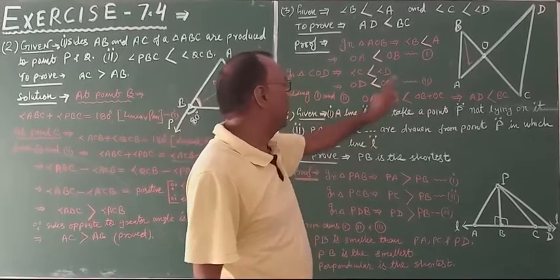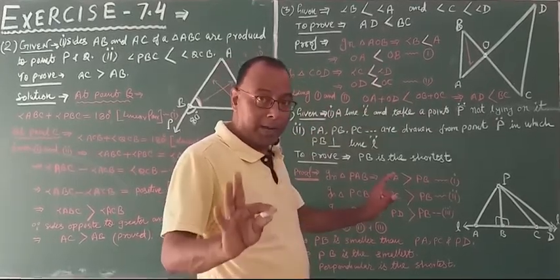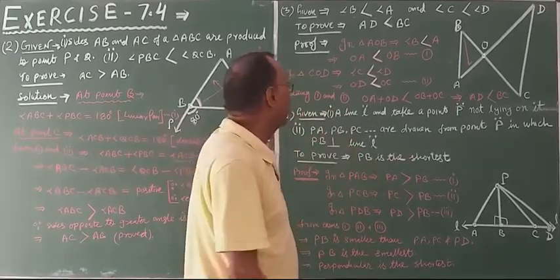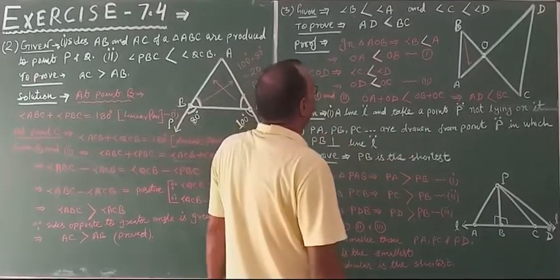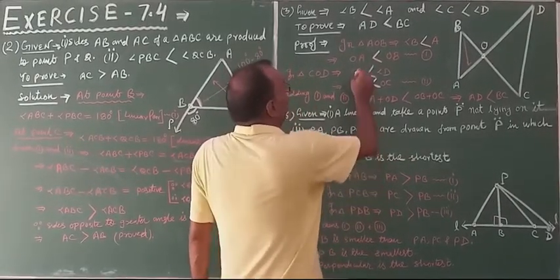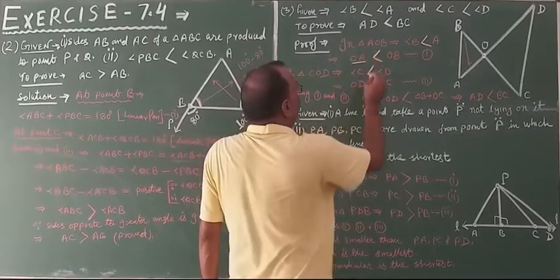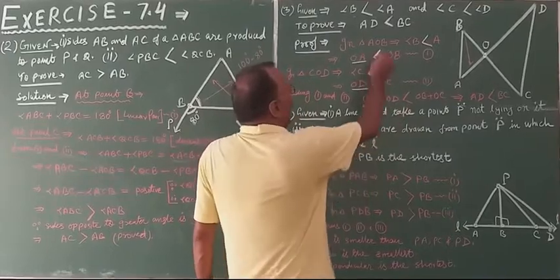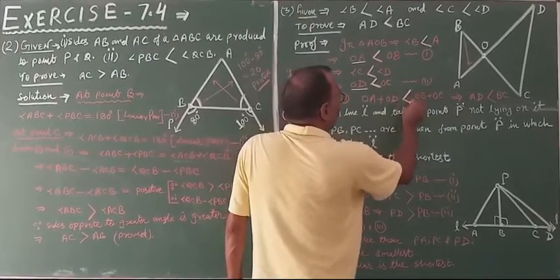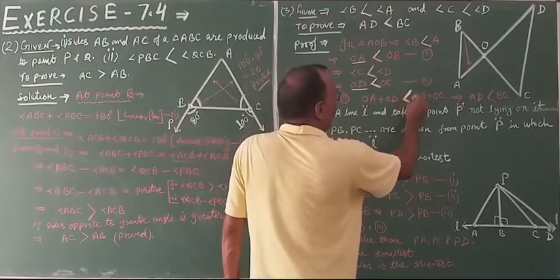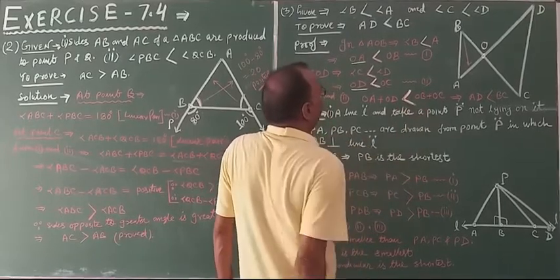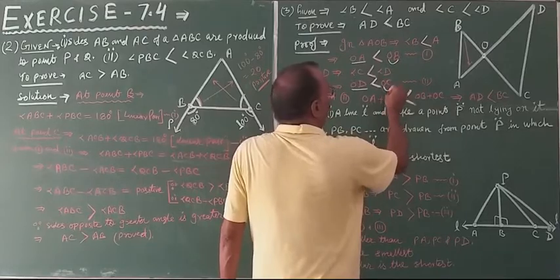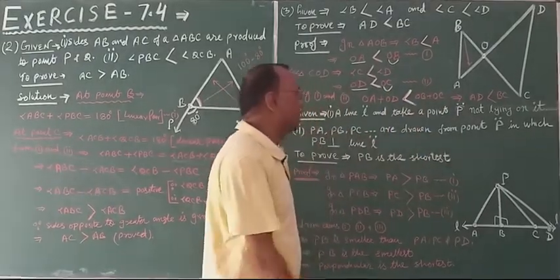Adding first and second. We will add the left hand side together and the right hand side together. Just look at the right hand side and left hand side. What is your left hand side? OA plus OD. Then the smaller symbol is there. What is the right hand side? OB plus OC.